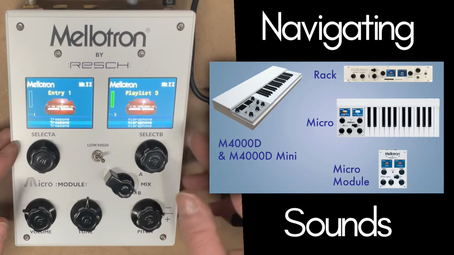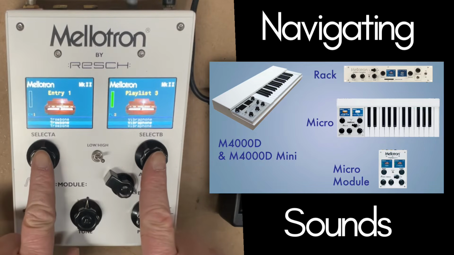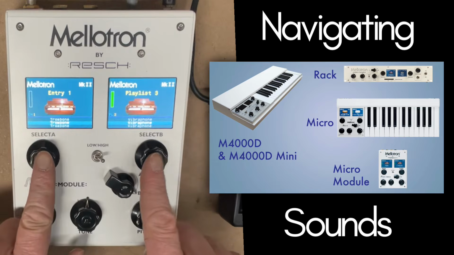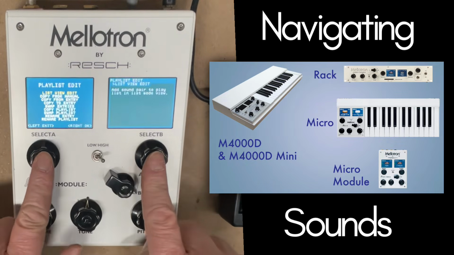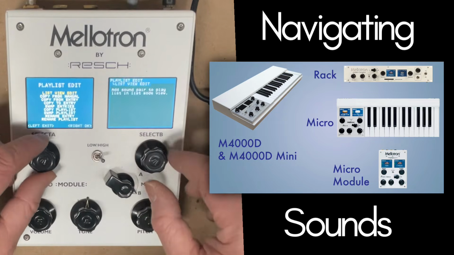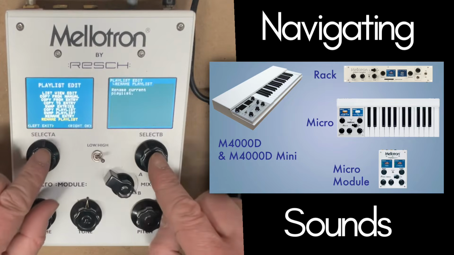So the first thing we're going to want to do is go into edit mode. You do that by hitting select A and select B, pressing down at the same time. Sometimes some people may find that you have to press the A button just slightly before the B. So you can use the A button to toggle down through the list. First thing we're going to want to do is rename the playlist.